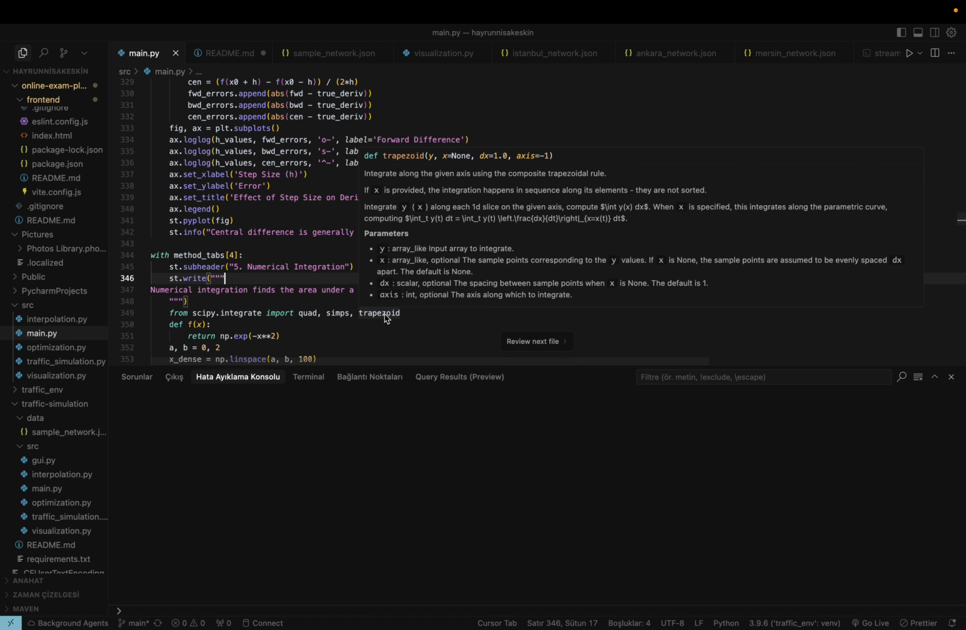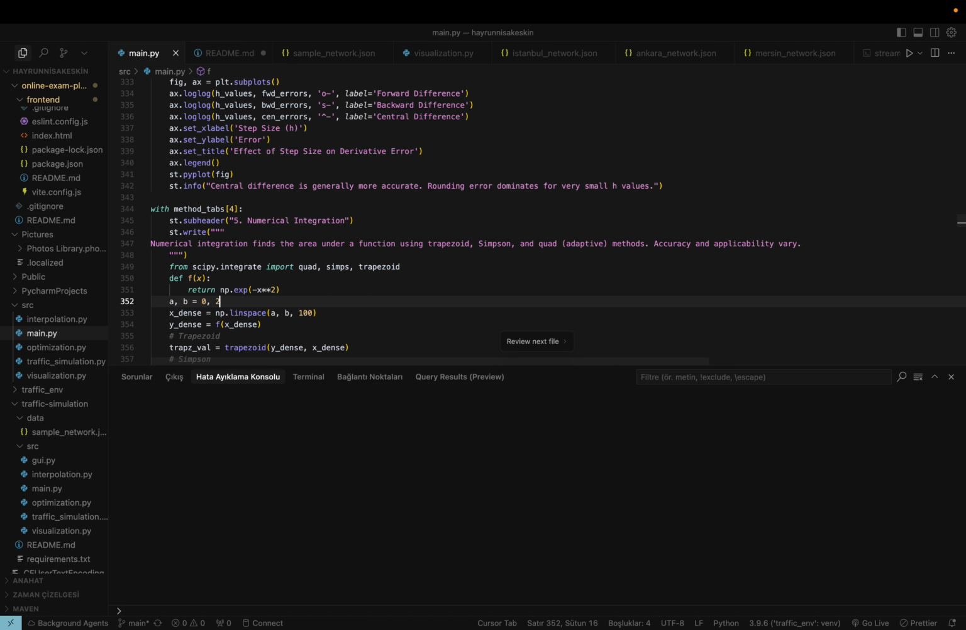If x is none, the sample points are assumed to be evenly spaced dx apart. The default is none. The dx, scalar, optional, is the spacing between sample points when x is none. The default is 1. The axis, int, optional, is the axis along which to integrate. Yes, like this.